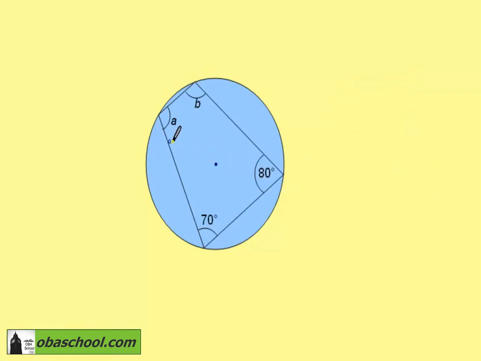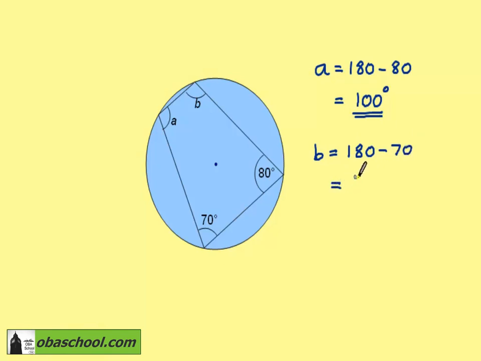So let's consider here. We have a cyclic quadrilateral. These opposite angles must add to 180, so it follows that A is 180 take away 80, which is 100 degrees. These two must add to 180, so B is 180 take away 70, which is 110 degrees.